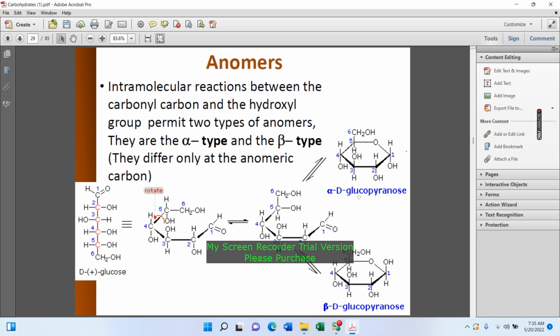Anomers are actually those alpha-D-glucopyranose and beta-glucopyranose, those two types of molecules formed by the reaction due to the positioning of the hydroxyl group. Okay, let's just take the definition. Intramolecular reactions between the carbonyl carbon and hydroxyl group permit two types of anomers. They are the alpha type and beta type. They differ only at the anomeric carbon.